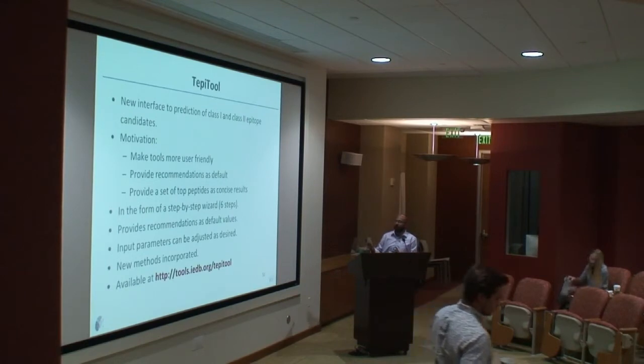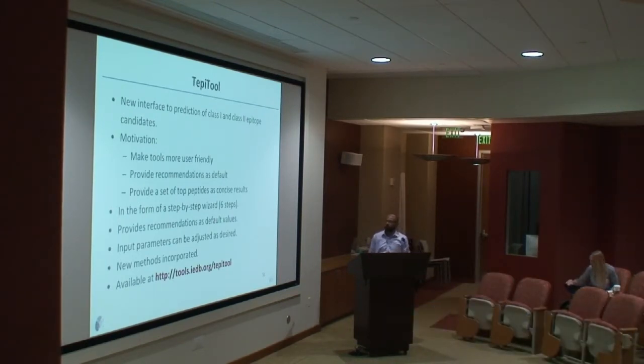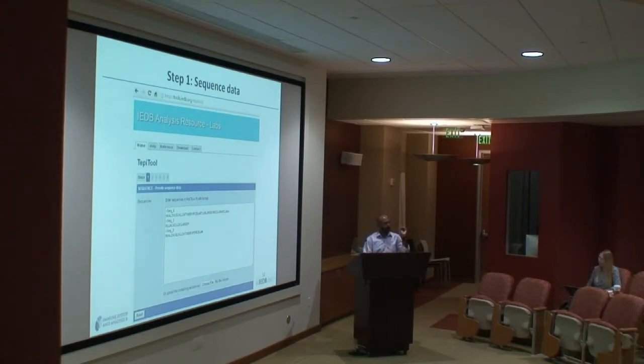This is in the form of a step-by-step wizard with 6 steps, and it provides recommendations as default values for input parameters. Although there are recommended default values, you can adjust them, increasing or decreasing. We have also incorporated new methods here, the one Sandeep mentioned in the previous session, and also the 7 allele method. I'll do a quick tour. You can try it yourself, and we will be making this the main tool in future.